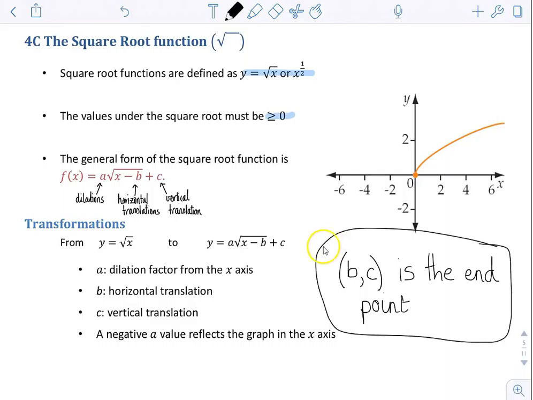We will look at some examples dealing with the square root function and how to graph it.